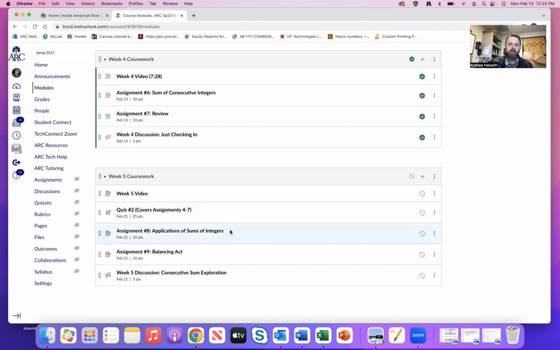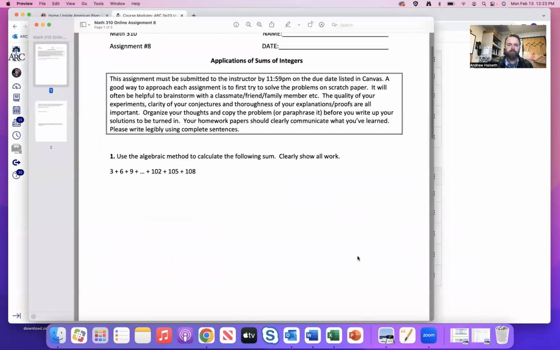So in assignment 8, it's more on the sum of consecutive integers and then some word problems associated with that. So in that assignment, you start off with this sum, use the algebraic method. So the key here, please clearly show your work on these. I'm not just looking for the final answer. I know you could probably put that into your calculator, if you have enough patience. Not looking for that. Looking for those steps that we did in the last assignment. So please clearly show out all of the steps. That's part of the points for these problems.